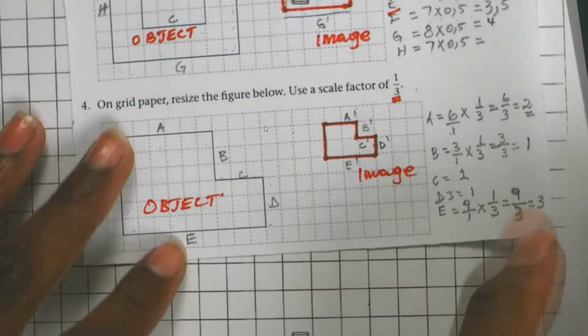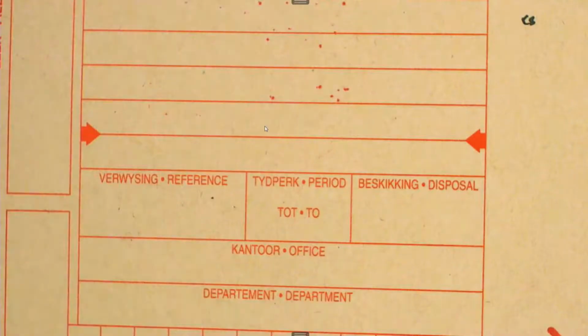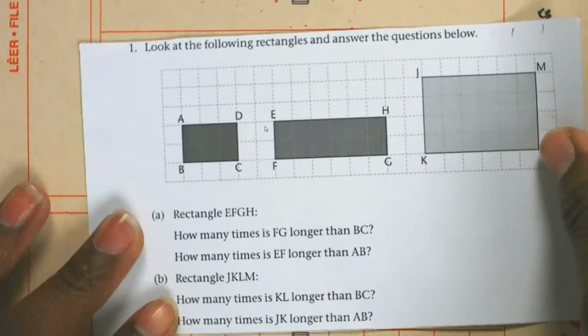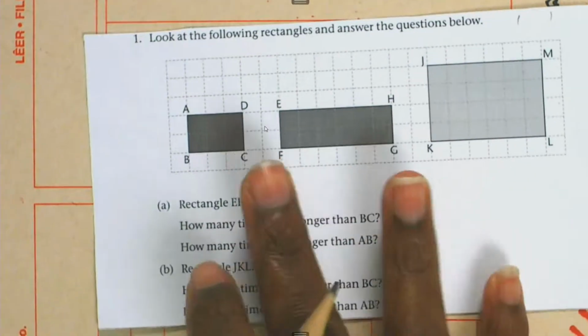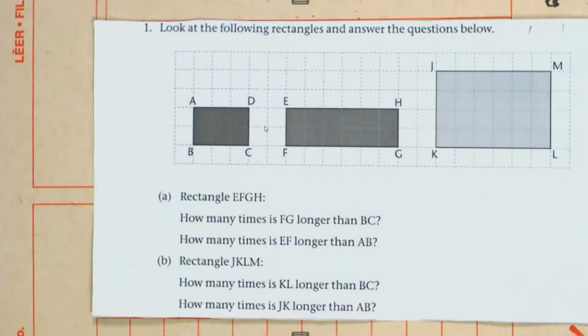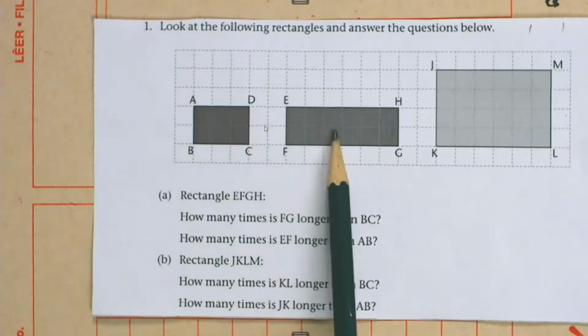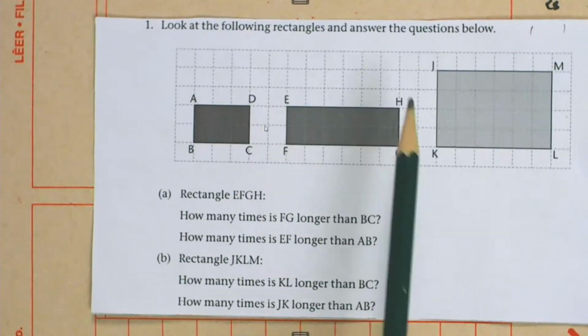Right. Now, let us check this one. These shapes are given to us. The question says, look at the following rectangles and answer the questions below. A, we've got rectangle EFGH, which is the one in the middle.